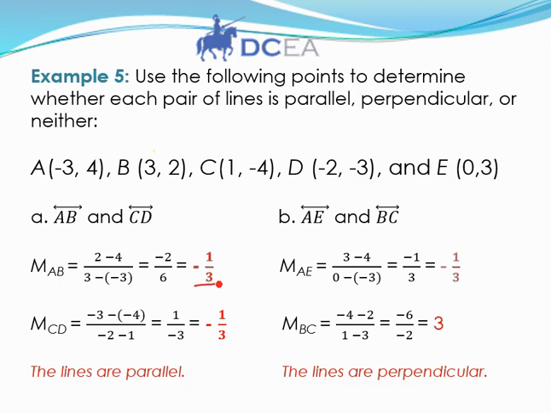Now we were going to compare that to line CD, so we use the points 1 and -4 and -2 and -3. We substitute those into the slope formula, and we also end up with a slope of -1/3. That means that lines AB and CD are parallel because their slopes are equal.